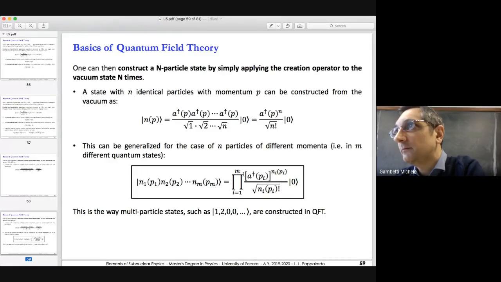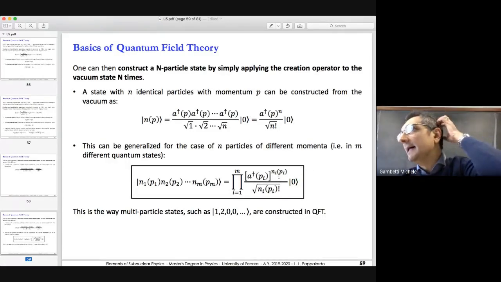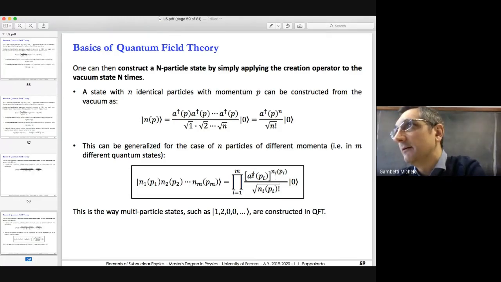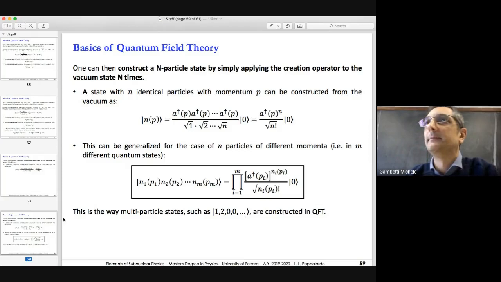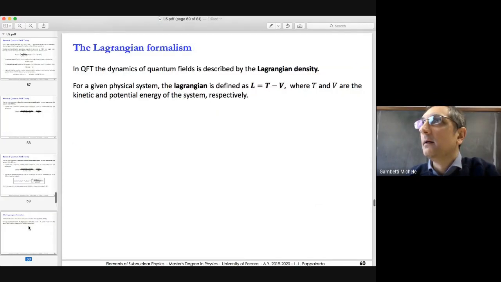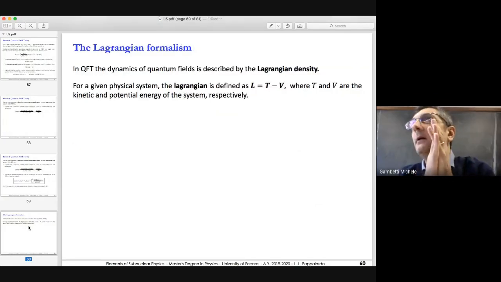So you now apply n times for each momentum the creation operator to the vacuum, and you multiply by the number of quantum states you want to create. Okay, and so at the end, what you obtain is the generalization of what I was showing before. So this is the way multi-particle states are constructed in quantum field theory. Now, the dynamics of quantum fields in quantum field theory is described by the Lagrangian density.